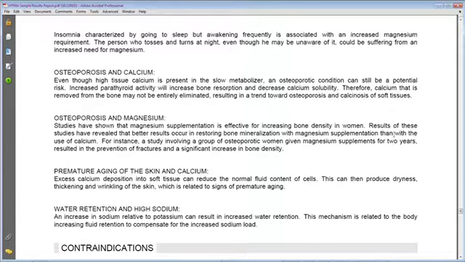Osteoporosis and magnesium. Studies have shown that magnesium supplementation is effective for increasing bone density in women. Results of these studies have revealed that better results occur in restoring bone mineralization with magnesium supplementation than with the use of calcium. For instance, a study involving a group of osteoporotic women given magnesium supplements for 2 years resulted in the prevention of fractures and a significant increase in bone density.